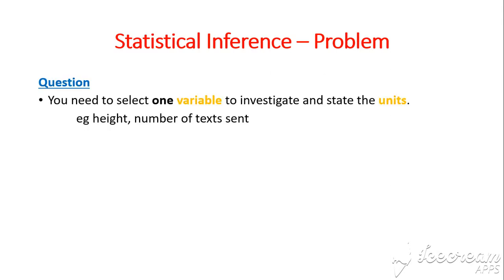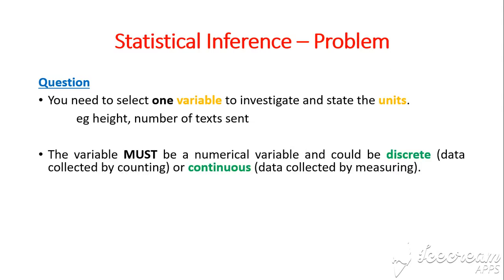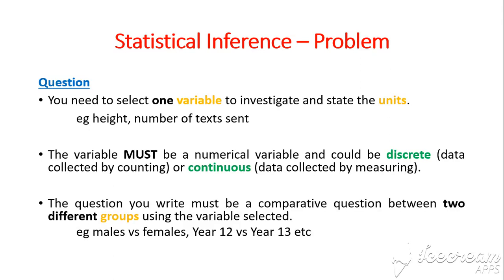So let's start with the question. You need to select one variable to investigate and state the units. For example, height or the number of texts sent. Now the variable you pick must be numerical and could either be discrete, which is data collected by counting, number of texts sent is that, or continuous data, which is data collected by measuring. We measure heights. Now the question you write must be a comparative question between two different groups using the variable you've selected. For example, the height of males versus the height of females.